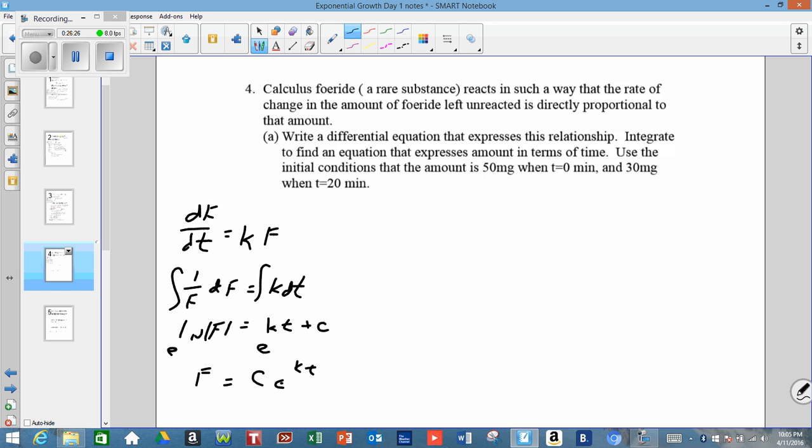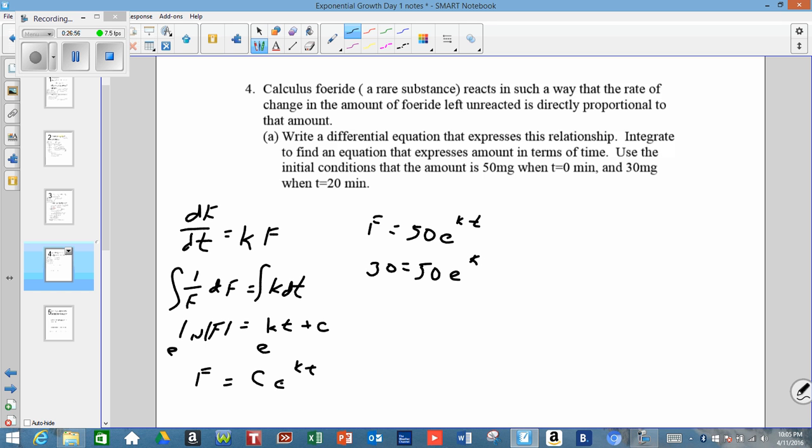All right, use the initial conditions. The initial conditions state that the amount is 50 grams at time 0. Well, that's C, so that helps. So F is 50 e to the kt. And it says it's 30 grams when t equals 20 minutes. So it's going to go to 30 grams when t is 20 minutes.